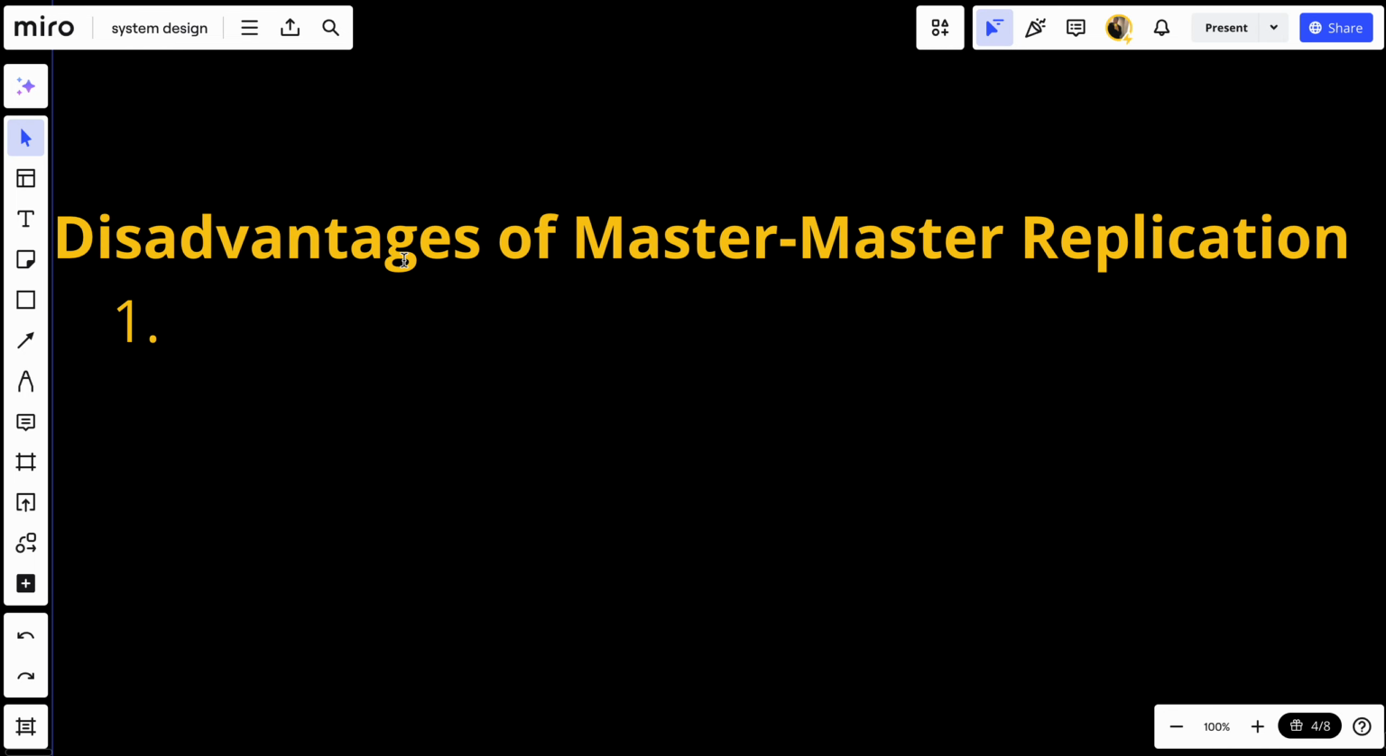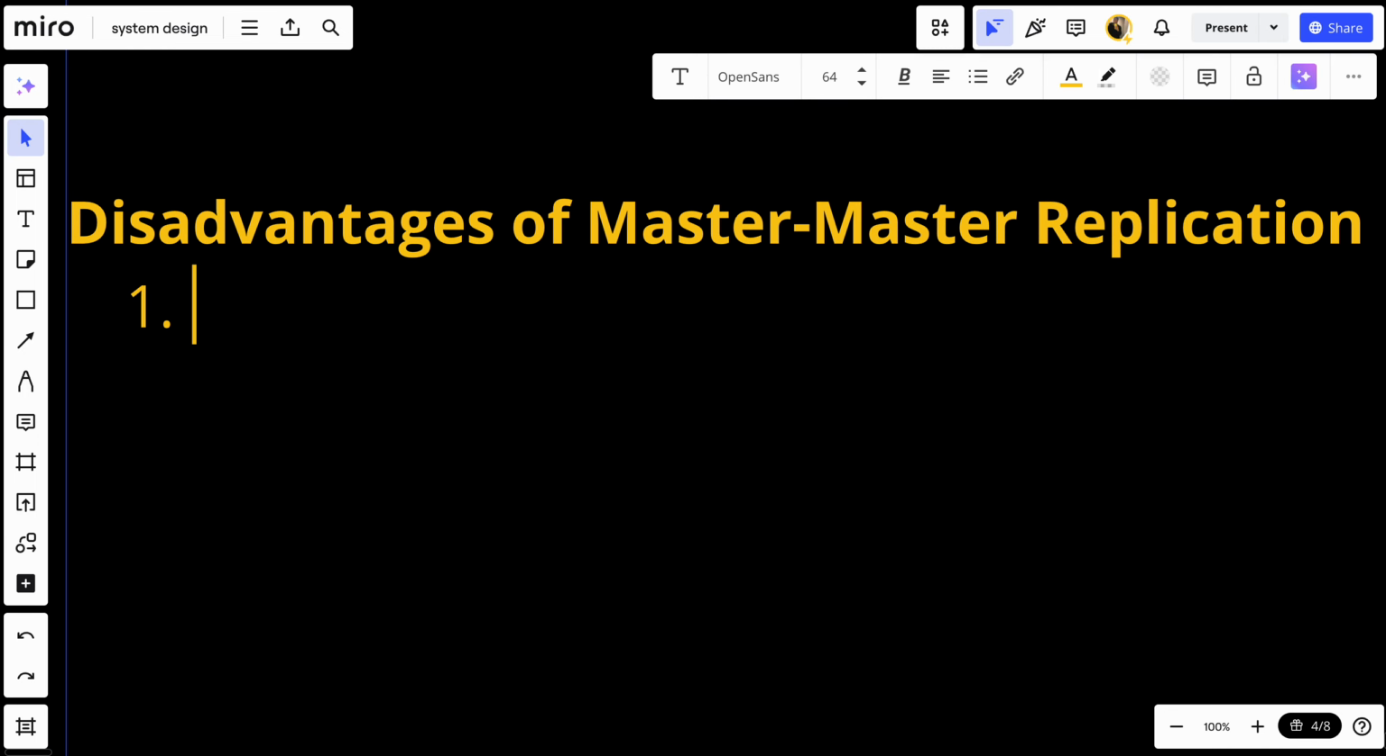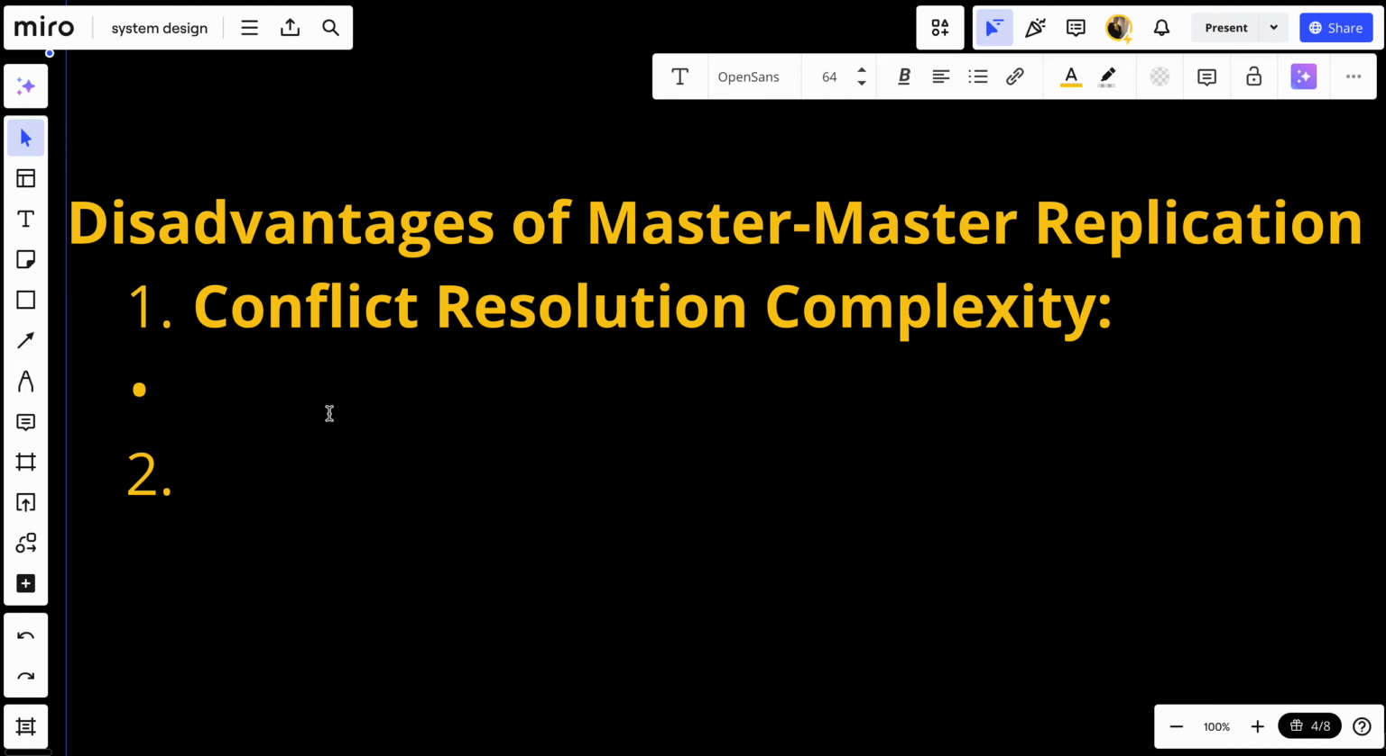So if we want to talk about the disadvantages of master replication, the first thing is the conflict resolution complexity, because one of the biggest challenges in master replication is resolving conflicts when multiple masters update the same record at the same time. Simple conflict resolution strategies like last write wins may lead to data loss or overwrites, while more complex strategies add operational overhead.